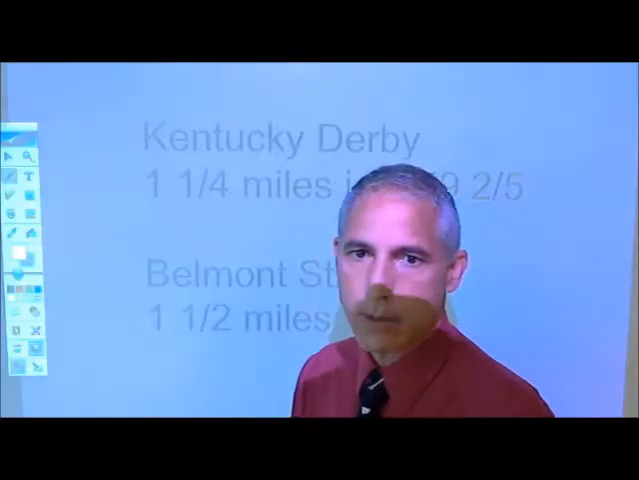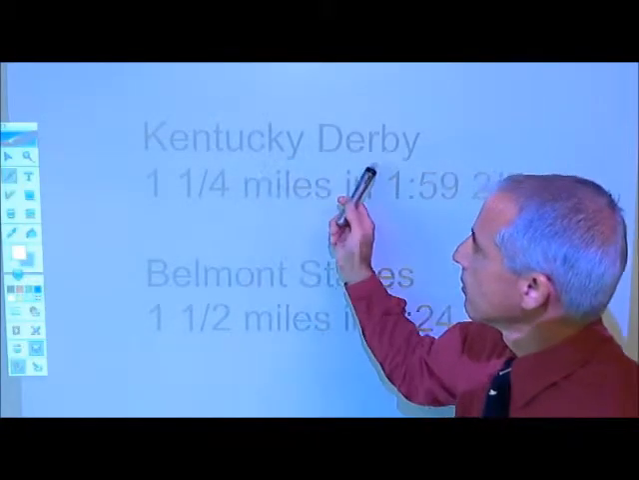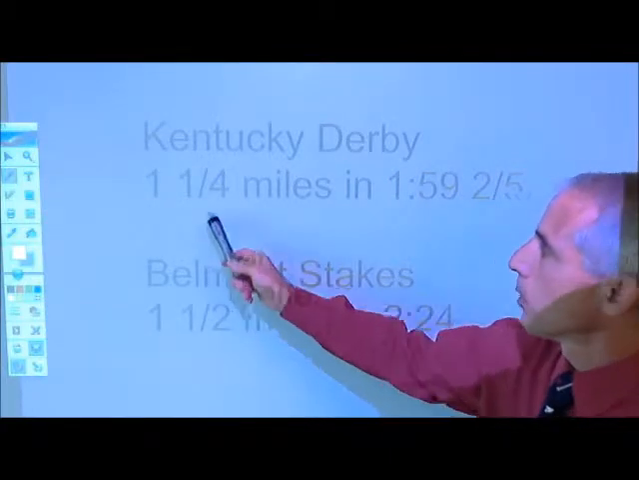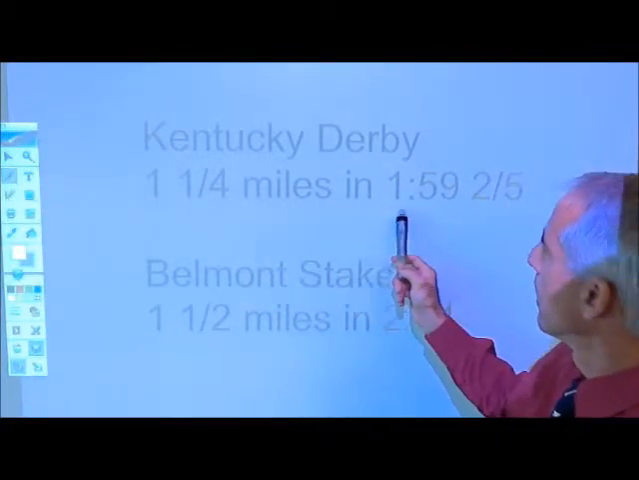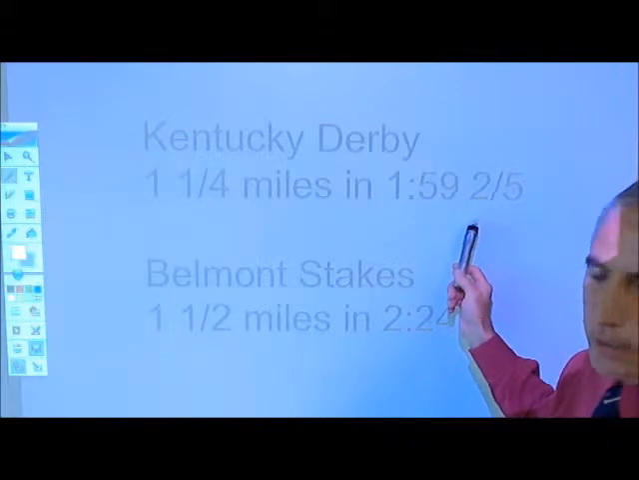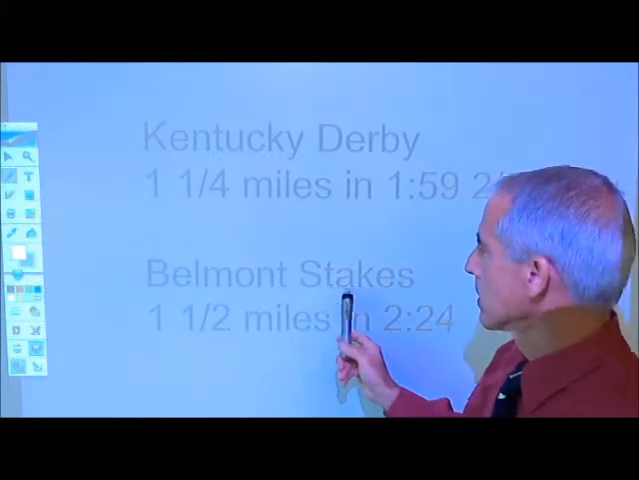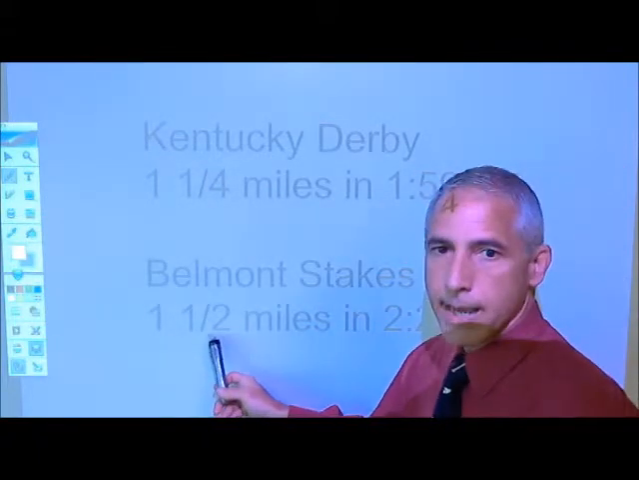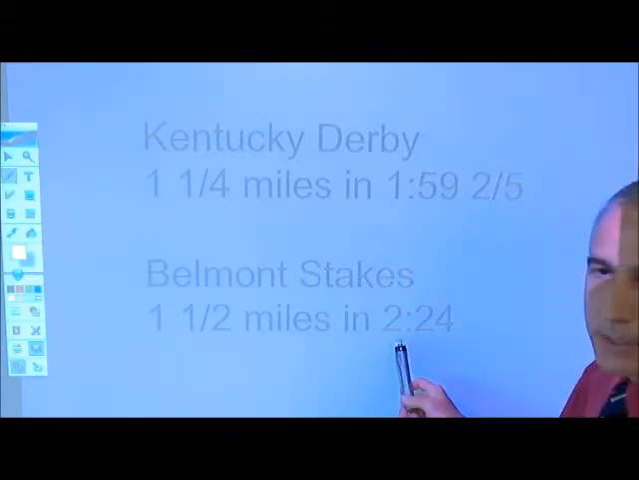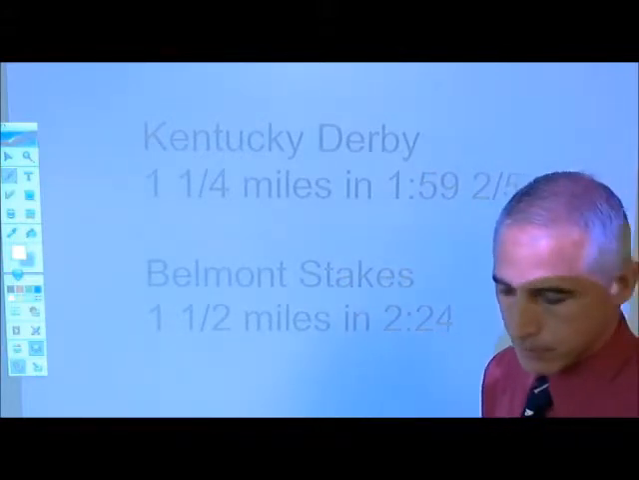in miles per hour for each of the two races and then compare the rates. First, let's take a look at Secretariat's times in each of those two races. In the Kentucky Derby, Secretariat ran 1 1/4 miles in 1 minute 59 2/5 seconds. In the Belmont Stakes, he ran 1 1/2 miles in 2 minutes and 24 seconds flat.